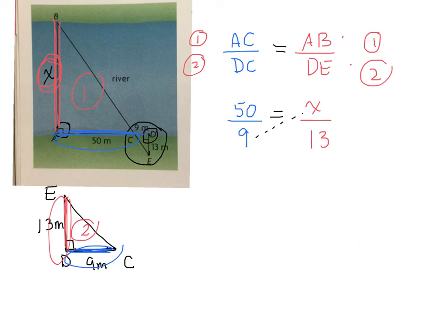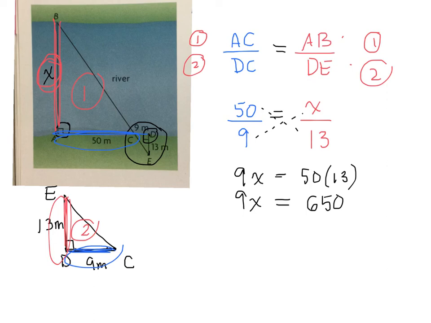9 times X. 9X. And then we're going to multiply 50 times 13. 50 times 13 is 650. So 9X is equal to 650. How do I isolate X? Good, divide by 9. Whatever you do to one side, you must do to the other side. So what do I have to do to the other side? Divide by 9. What's 650 divided by 9?